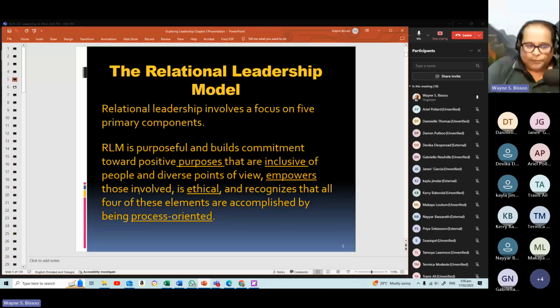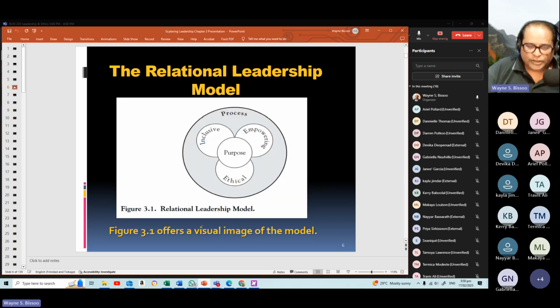It empowers those who are involved, is ethical, and recognizes all four of these elements are accomplished by being process oriented. All right. So the process orientation is sort of an overarching principle. So as we can see in this model here, taken from the main text, you'd see that the purpose or goal of the organization is central.